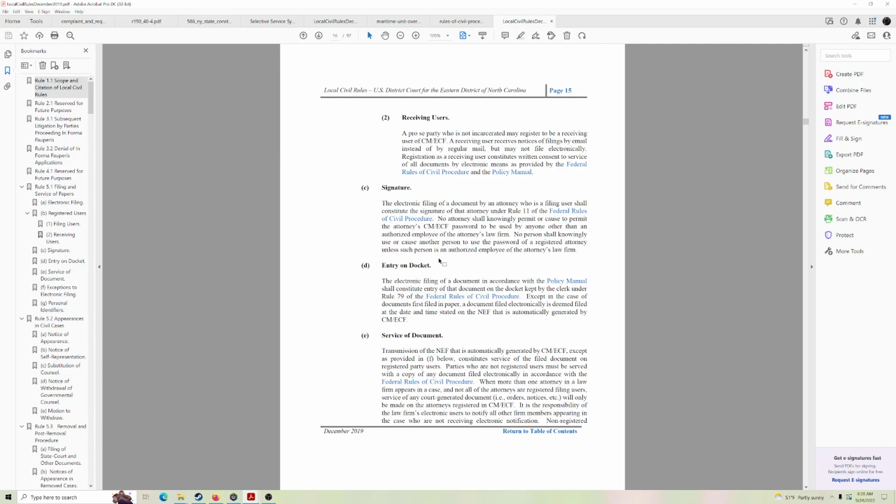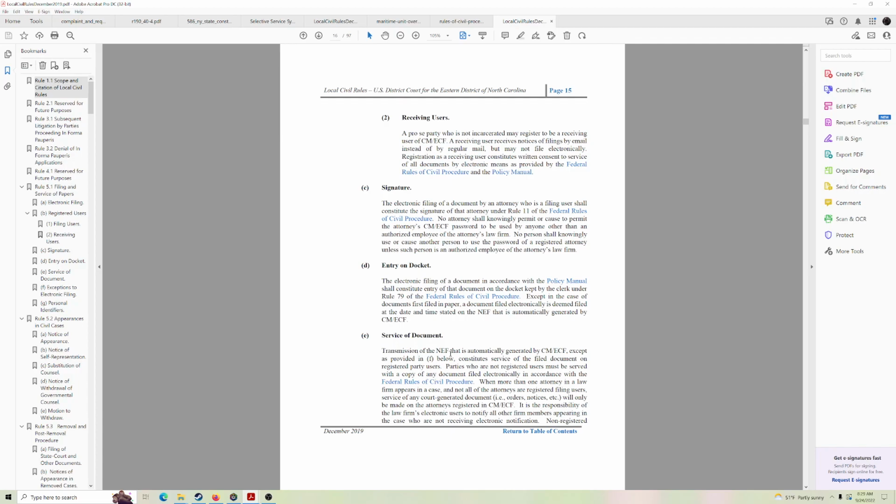D. Entry on docket. The electronic filing of a document in accordance with the policy manual shall constitute entry of that document on the docket kept by the clerk under Rule 79 of the Federal Rules of Civil Procedure, except in the case of documents first filed in paper. A document filed electronically is deemed filed at the date and time stated on the NEF that is automatically generated by CM/ECF. E. Service of document.